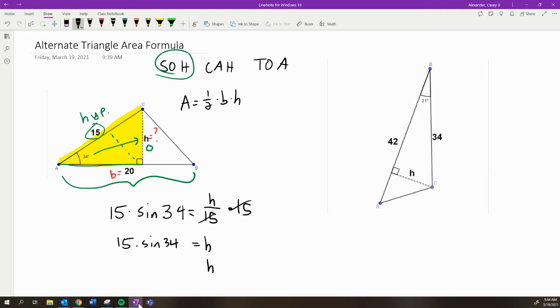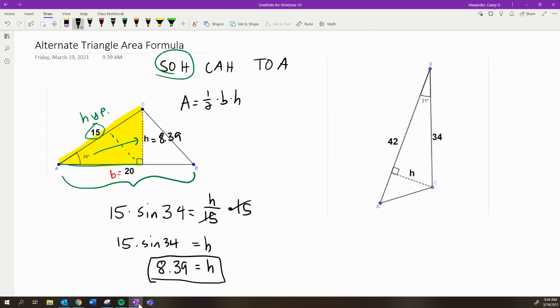Then you get out your calculator. You put it in degree mode, and you do 15 times the sine of 34 degrees. And just trust me, you get 8.39. So that means by using trigonometry, we're able to calculate that the height of the triangle is 8.39 units.